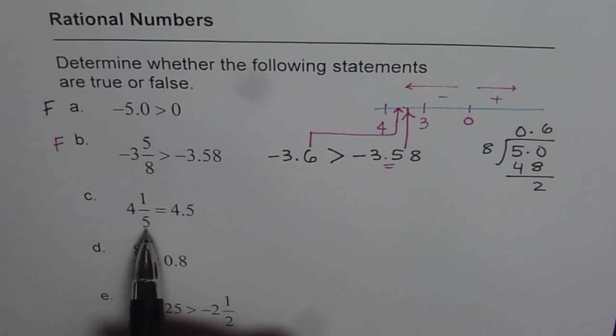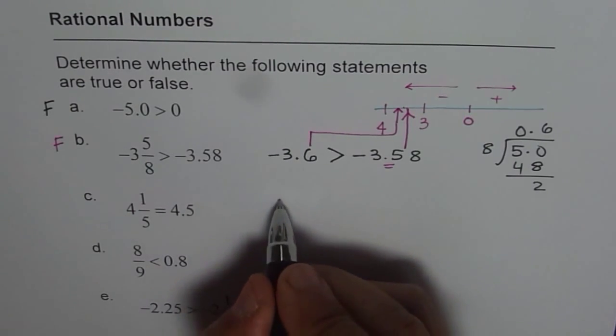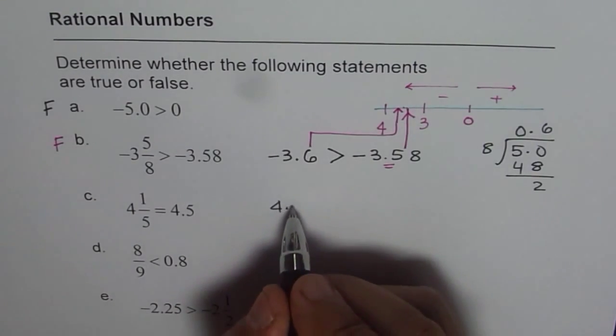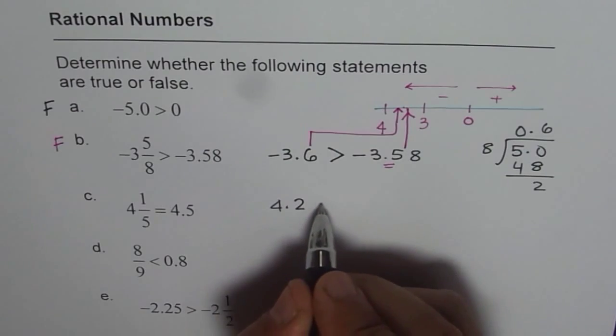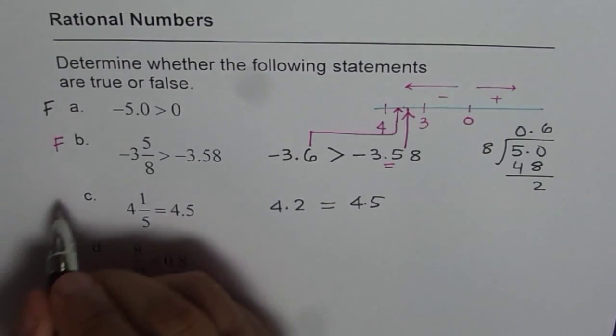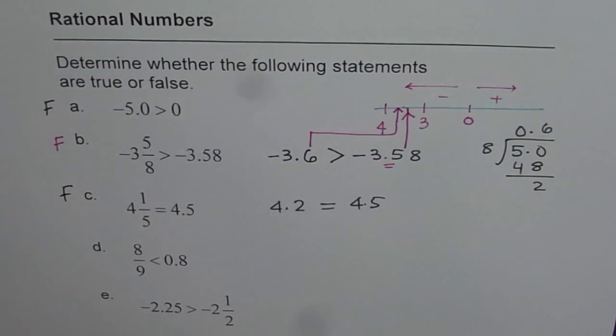4 1/5. So it is 4, then 10 divided by 5 is 2, right? 4.2. Is 4.2 equal to 4.5? The answer is false. It is not equal to, right? Likewise, you can do the other questions also.